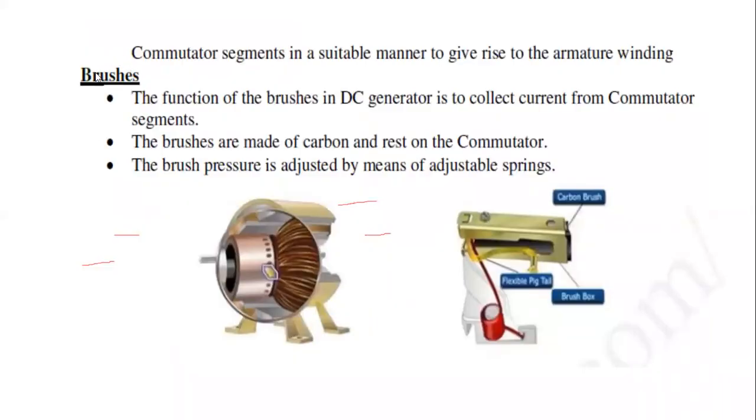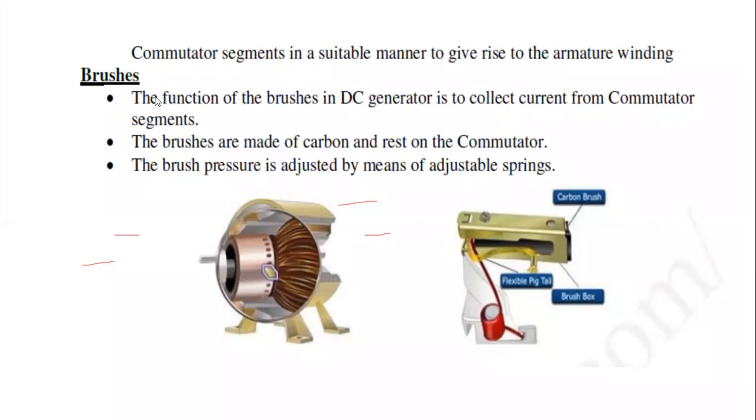Next, brushes. What is the main purpose of brushes? The function of brushes in a DC generator is to collect the current from the commutator segments.